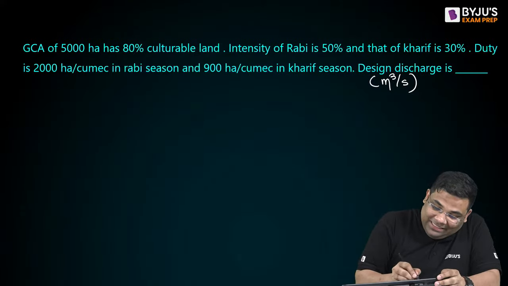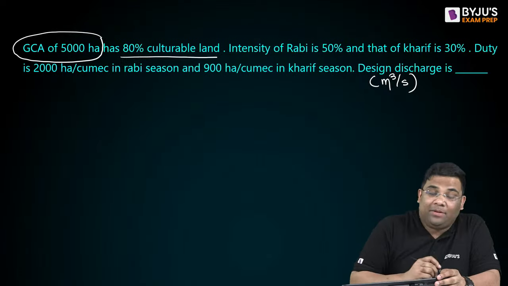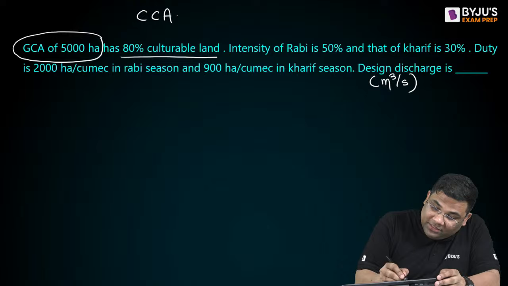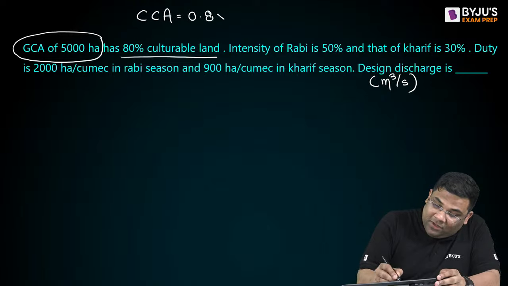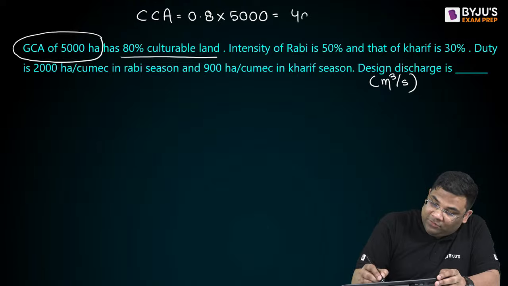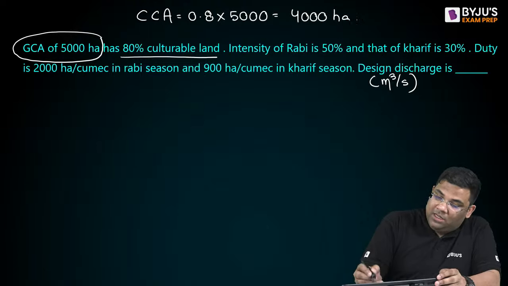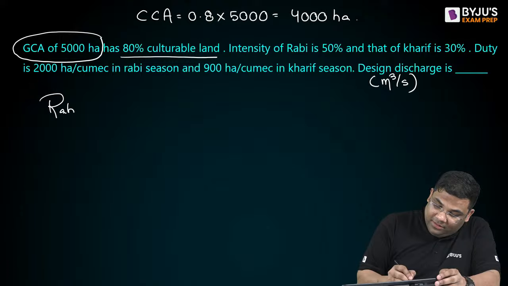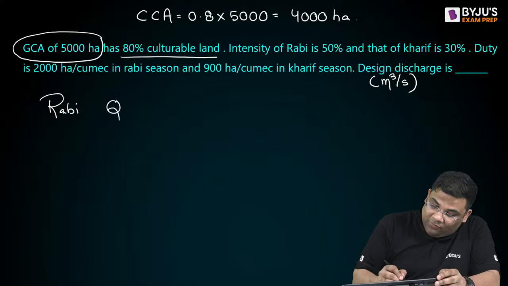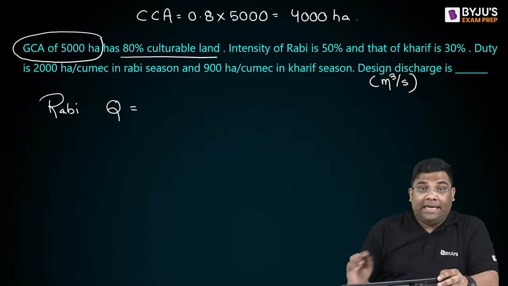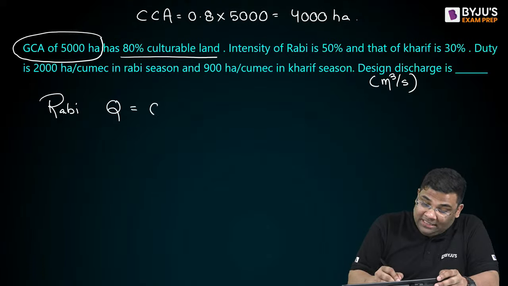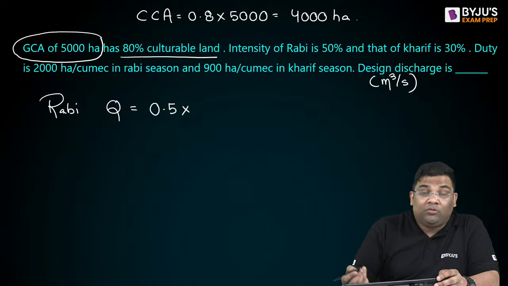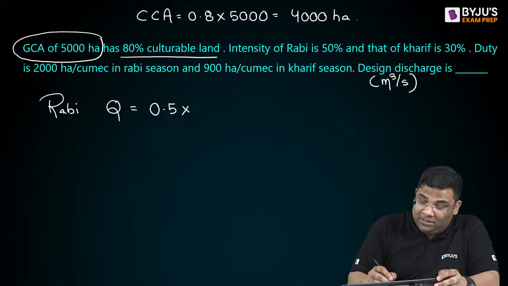See, GCA is 5000, out of which 80% is cultivable. So CCA is 80% of your GCA, and I am getting 4000 hectare. Now when it comes to Rabi, I can find the discharge. The area to be irrigated is the intensity of irrigation into the cultivable command area, which is 4000, divided by the duty.